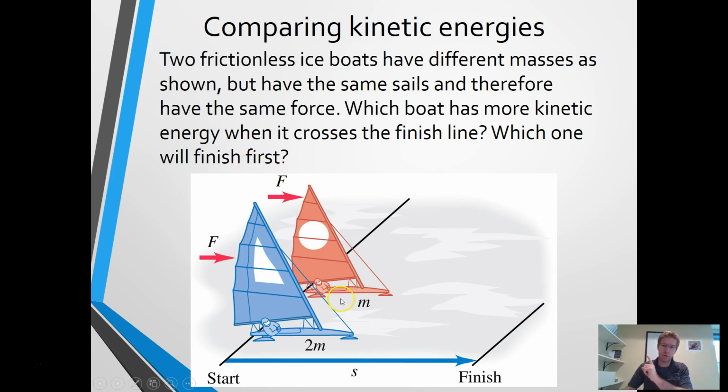The lighter boat experiencing the same force will experience a greater acceleration. So therefore it will get to the finish line first, but when it gets there, its kinetic energy will be the same as the second boat. Okay, so the blue boat, the double-mass boat, will finish last, whereas the lighter boat will finish first, but they'll have the same kinetic energy. Cool. So hopefully that helps.